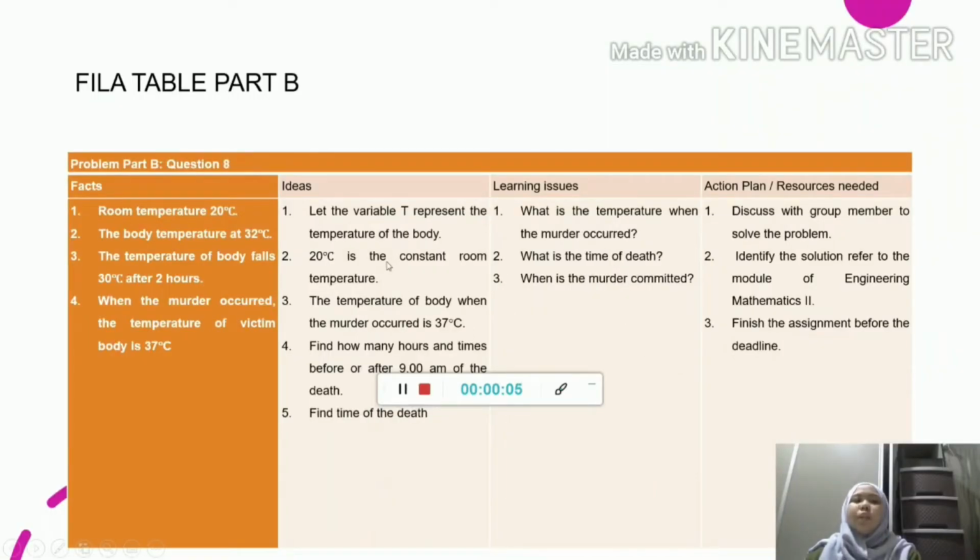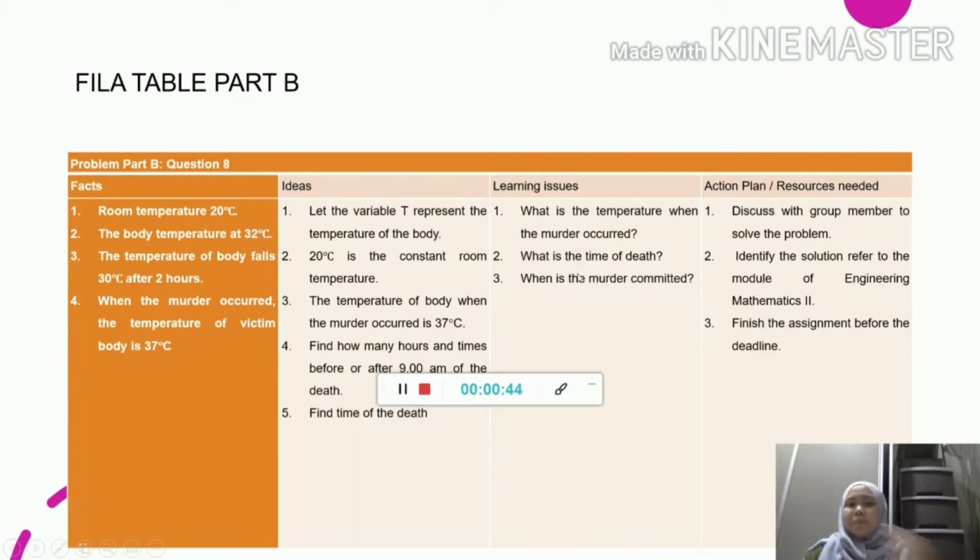Okay, for the Phyla table part B, the title is Newton's law of cooling that is related to the temperature and the time. For the learning issues, the questions we got from the problem statement are: first, what is the temperature when the murder occurred? Number 2, what is the time of death? Number 3, when is the murder committed?